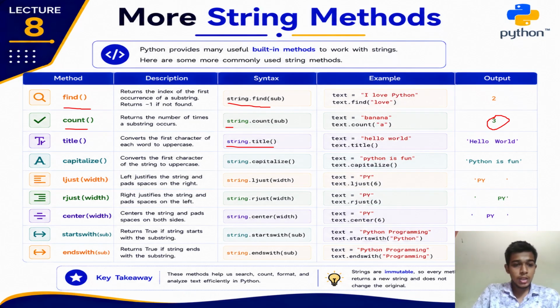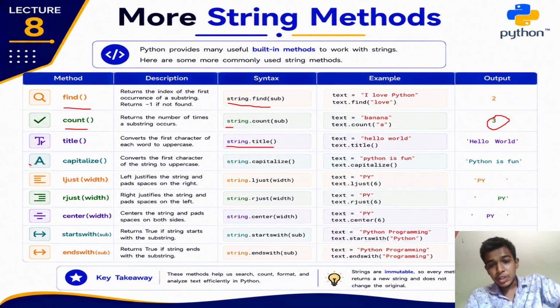The fourth one is the capitalize method. This method converts only the first character of the entire string into uppercase. Now text is "Python is fun", then text.capitalize. It converts the first letter of the statement into uppercase. Notice the difference. Title is used to capitalize every word, while capitalize is used to capitalize only the first letter of the entire sentence.